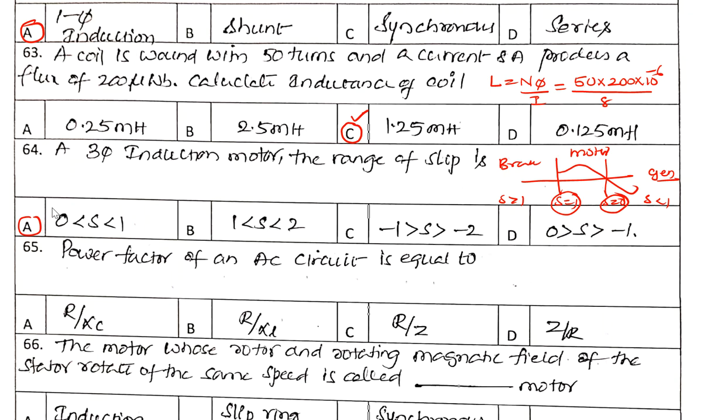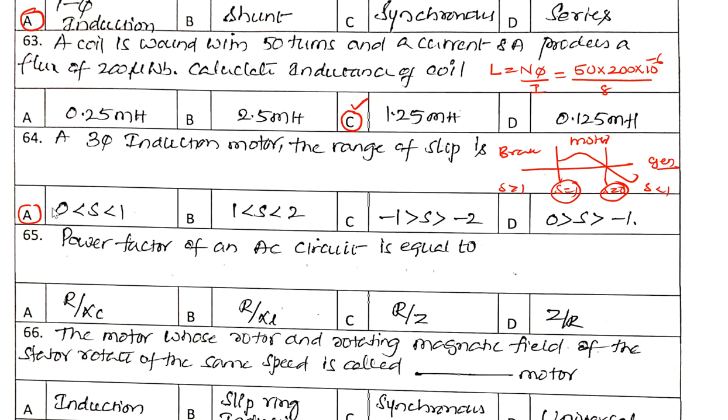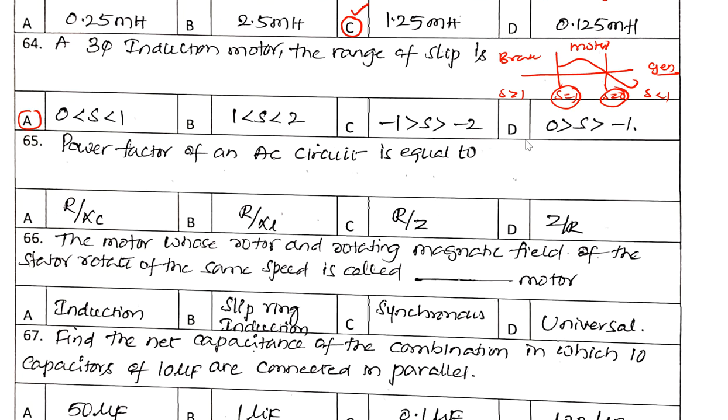Next one. The power factor of an AC circuit is equal to, if you take the power factor of the AC circuit, it may have resistance, inductance and capacitance. If you apply voltage here, with R, XL, XC, minus XC is getting. Now here, the power factor is defined as cos phi is equal to the resistance divided by total impedance. Resistance divided by impedance, the answer will be C here.